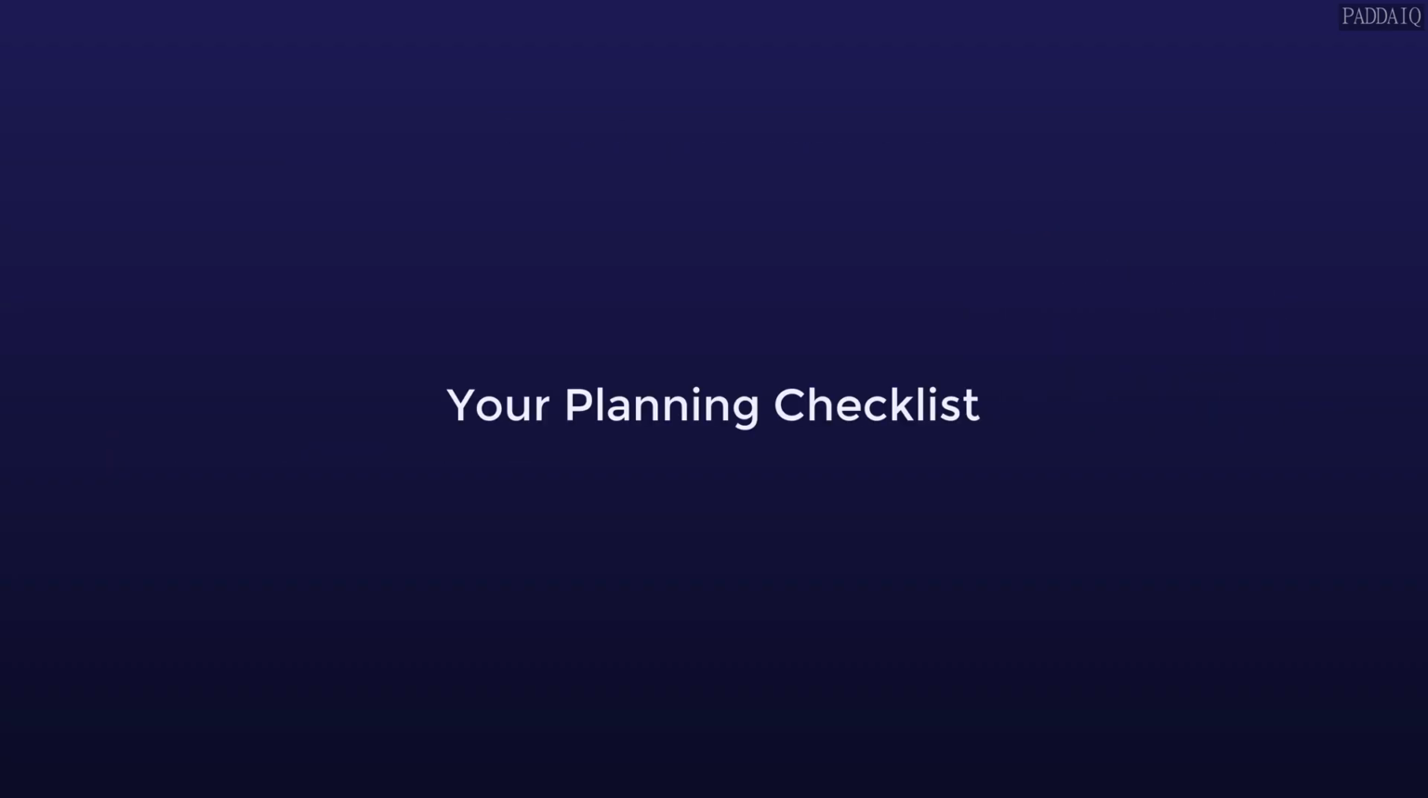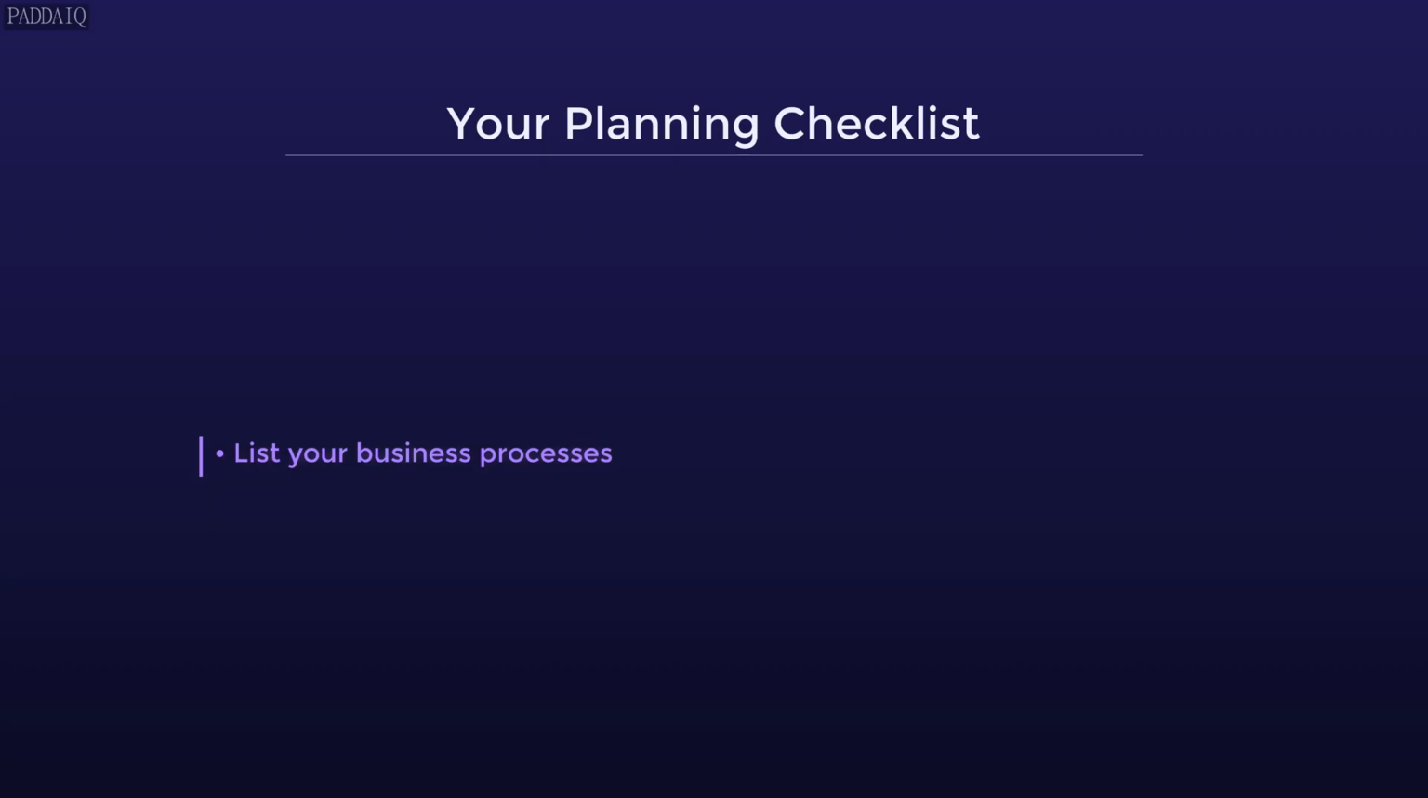Your planning checklist. List your business processes. This means identifying all the tasks your company performs, like sales or manufacturing. For example, a retailer would list steps from receiving an order to shipping the product. Clearly defining these processes is the essential first step for a successful SAP BTP implementation.